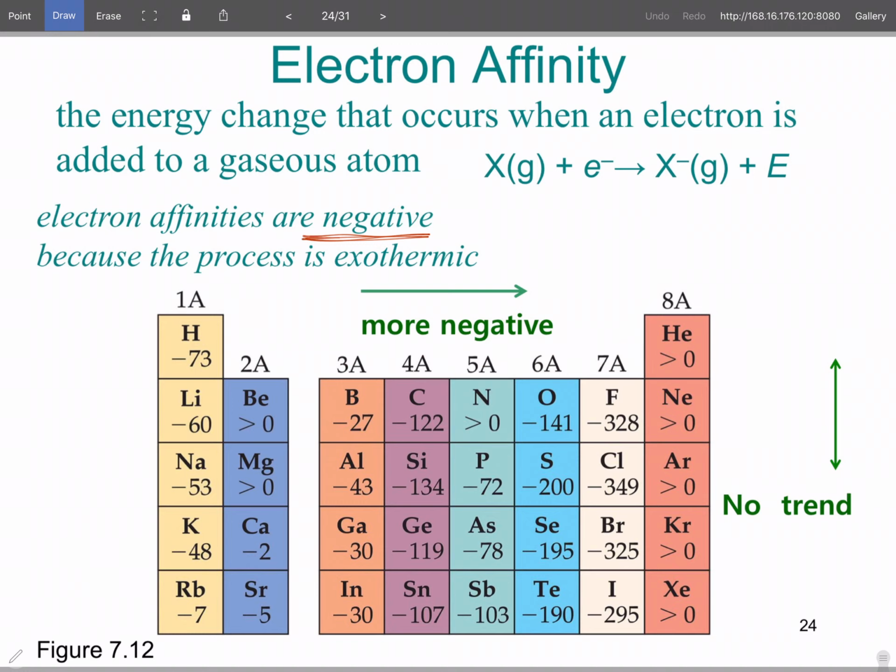So two things to really note: electron affinities are negative. They're negative because the process is exothermic. So you get more negative as you go over this way, and up and down there's really no trend here. From left to right, we're going to get more negative as we go to this end, which makes perfect sense because fluorine and oxygen and the nonmetals want to go negative. But if you go up and down you really don't see a trend.